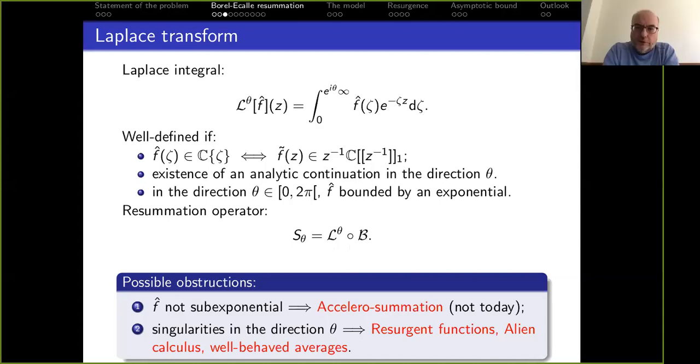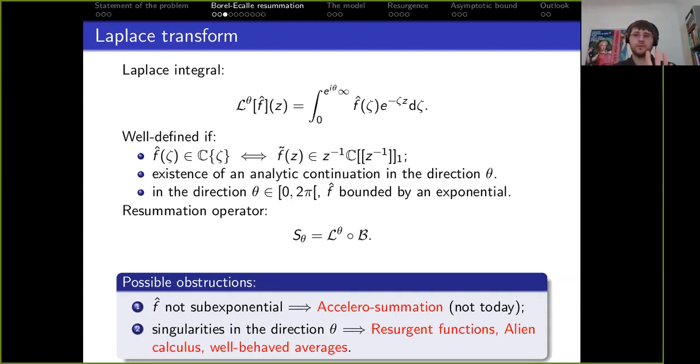So, could you comment on the dependence on theta? So, okay, if you have two angles, let's say theta 1, theta 2, and these three conditions hold for every theta in this arc between theta 1 and theta 2, then the resummations that you obtain via these methods, their analyticity domains intersect and they are analytic continuations of each other. And that's called the sectorial resummation.